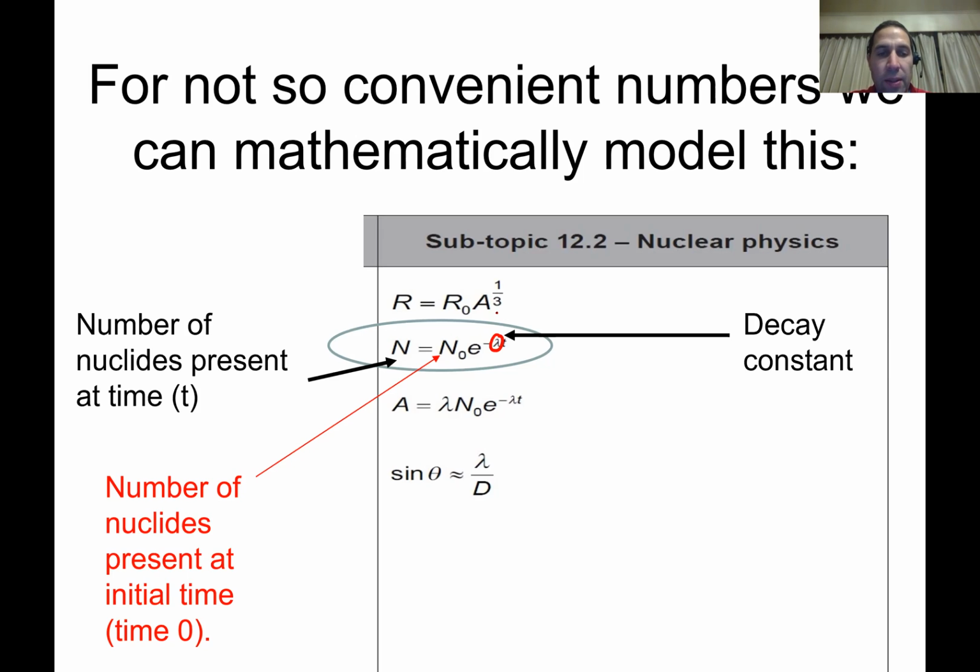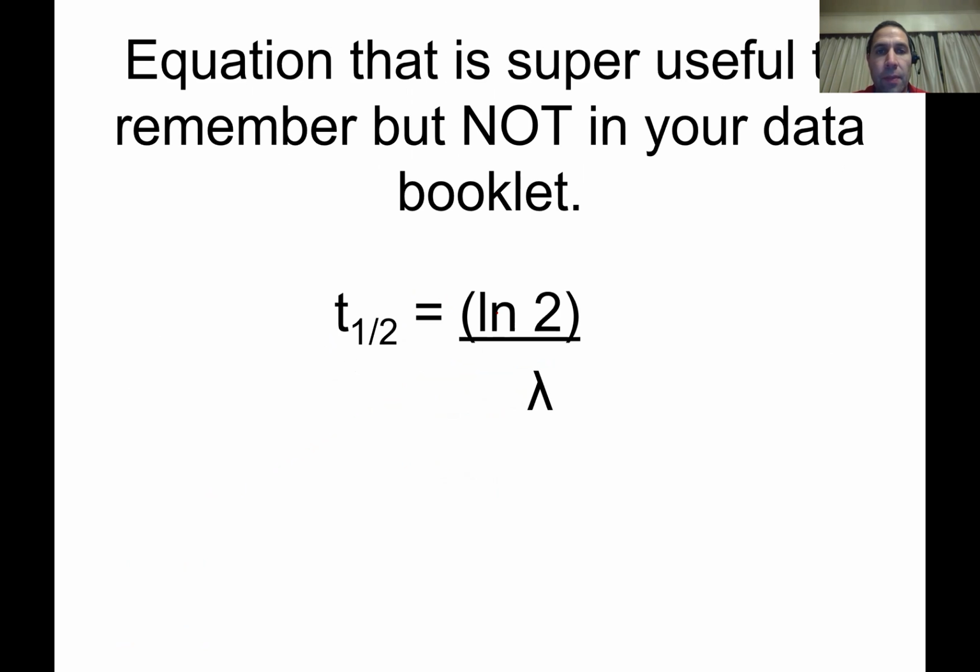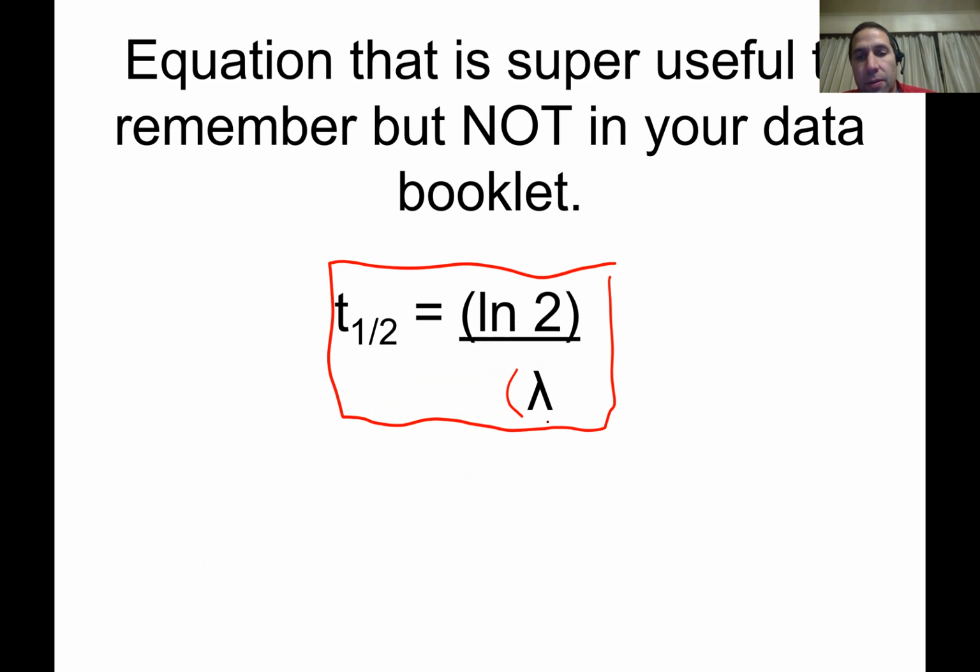And I'll talk more about that in a moment. But this is an equation in your data booklet. And if you're an SL exam taker, you could also use it, but I don't think you'll need to. But let's talk further about what the decay constant means and how it's related to a half-life. So this equation, again, is one that's not in your data booklet, but I strongly, strongly recommend that you commit it to memory. And that is the relationship between the half-life of a substance and the decay constant. Notice here, this is the decay constant.